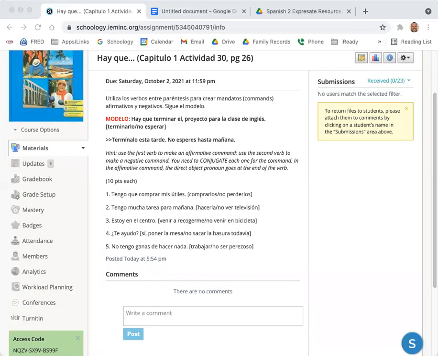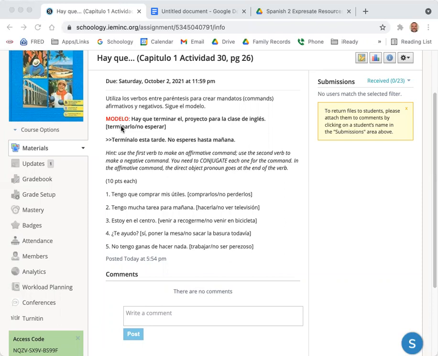Okay, this is a tutorial to get this activity complete. It's a little bit complicated, so hopefully this could help. First thing, make sure you're reading the directions. It says, utiliza los verbos entre paréntesis para crear mandatos afirmativos y negativos. Sigue el modelo. So use the verbs in parentheses to create commands, commands that are affirmative and negative.